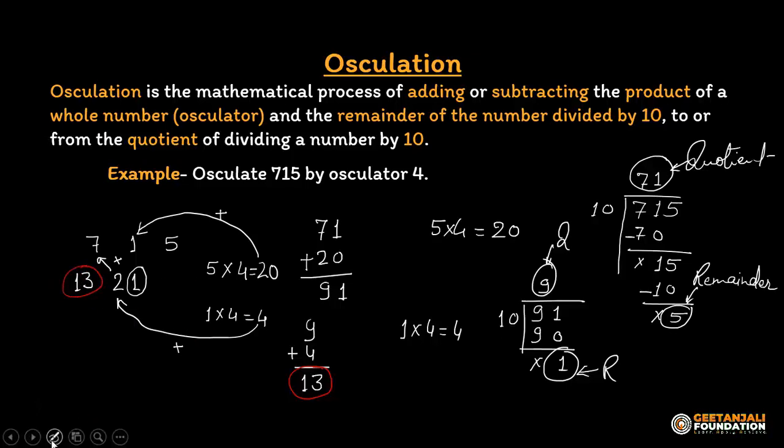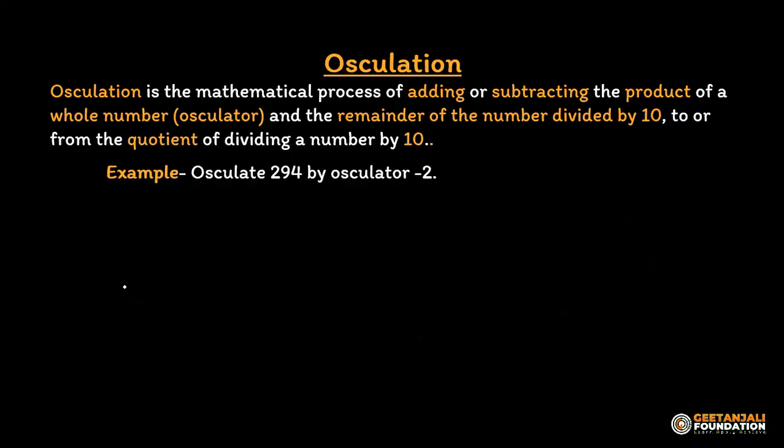Whenever I use the process of oscillation for the divisibility rule, I will follow this method. So please try to understand how we will go about this method. I will explain it with one more example. Oscillate 294 by oscillator minus 2. Here I have taken a negative oscillator. Oscillator may be positive, it may be negative as well. Whenever you have to oscillate, you need to consider the sign always. Don't ever forget to consider the sign.